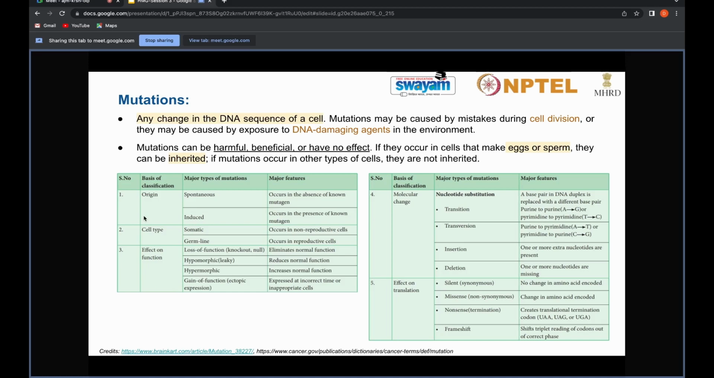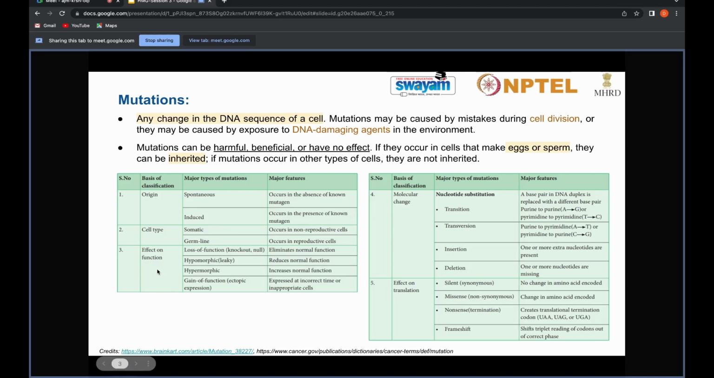On the basis of origin, mutations can be classified as spontaneous and induced. Spontaneous means that it occurs spontaneously without the presence of any mutagen. Induced mutations occur when you provide some mutagen and the mutation is induced by the external agent. Then comes cell type. As I've already discussed, there are two types of cells: somatic cells and germline. Somatic cell mutations are not inherited and occur in the non-reproductive cells, whereas germline mutations are heritable and occur in the reproductive cells such as egg and sperms.